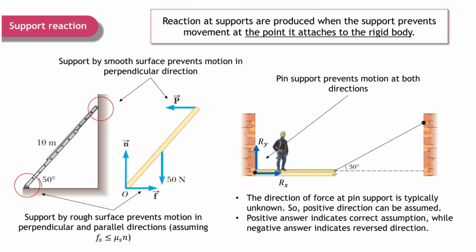Therefore, its reaction force is represented by two components, Rx and Ry. Since the directions of these reaction components are usually unknown, we simply assume positive directions. If the calculated value is negative, it means the actual direction is opposite to our assumption.